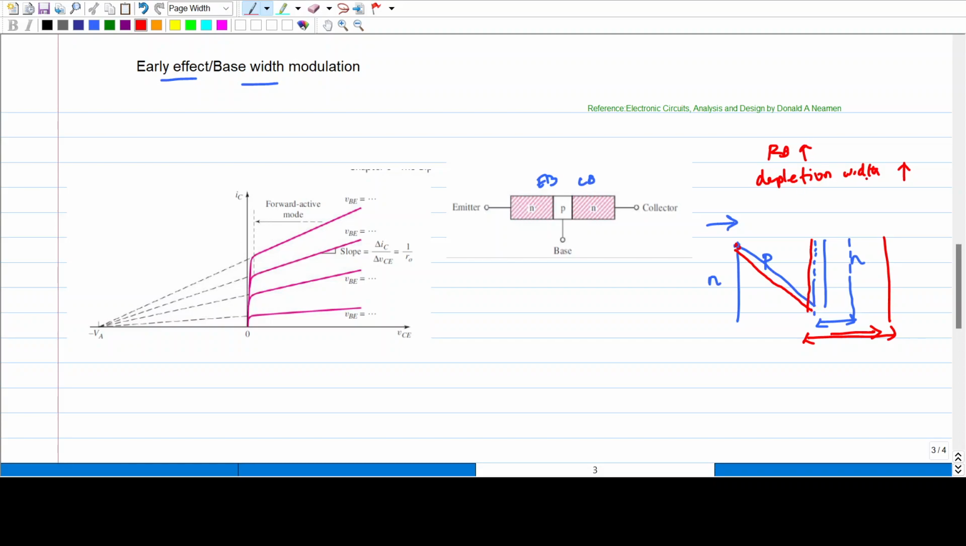So when the depletion width is increased, the slope of the minority carriers is increased. The slope of the minority carriers is proportional to the current. So because of this, there is an increase in the current. So we can see there is an increase in the collector current as VCE is increased. This is called base width modulation. We can see the output conductance 1 by R naught is equal to the change in the output current IC with respect to change in VC. You have to extrapolate these curves to get this VA. This VA is called the early voltage.